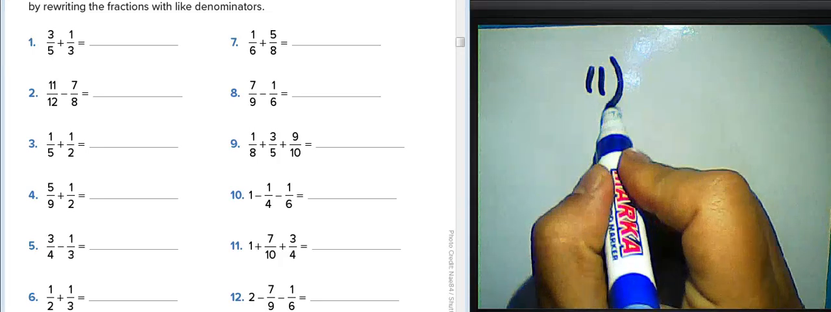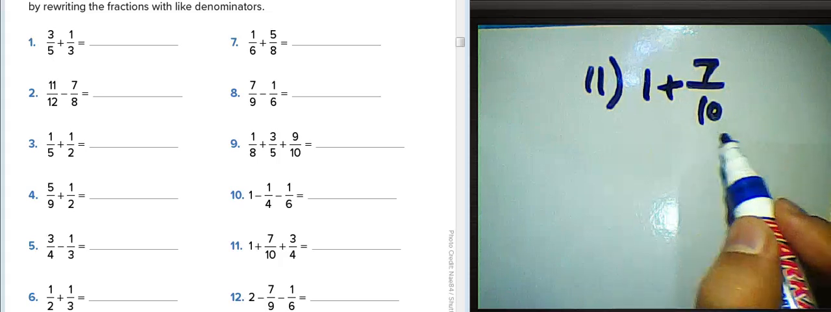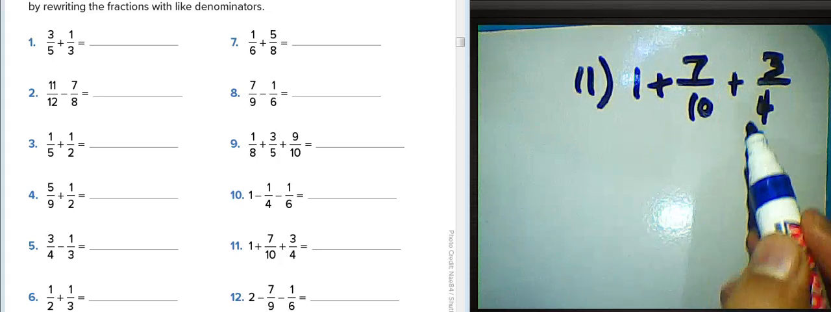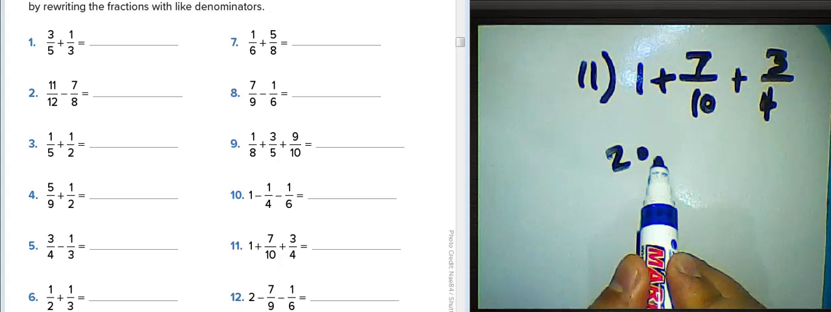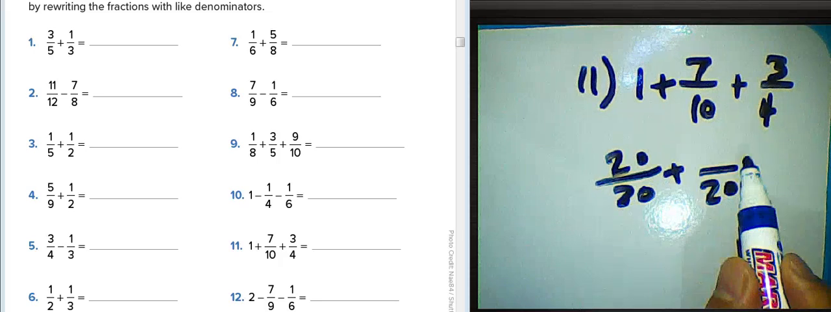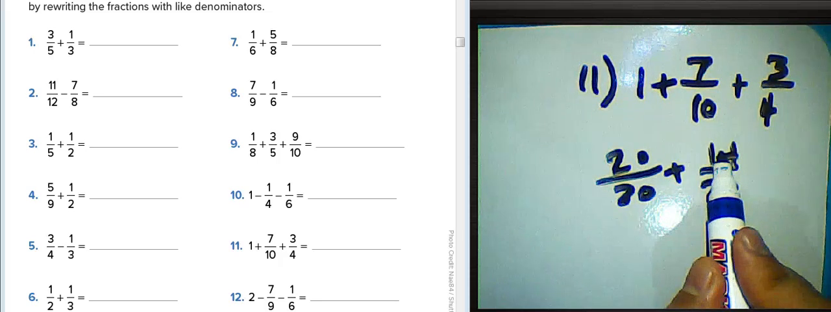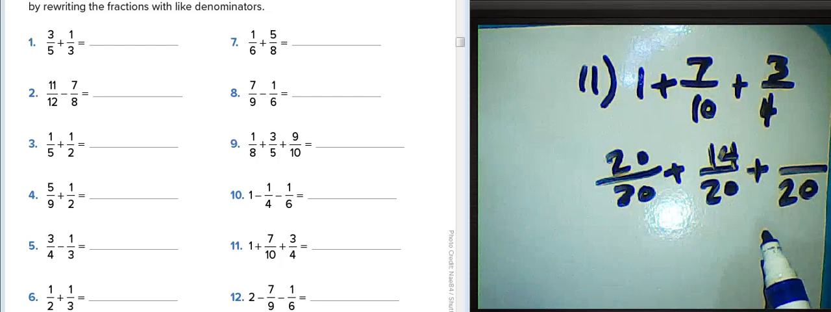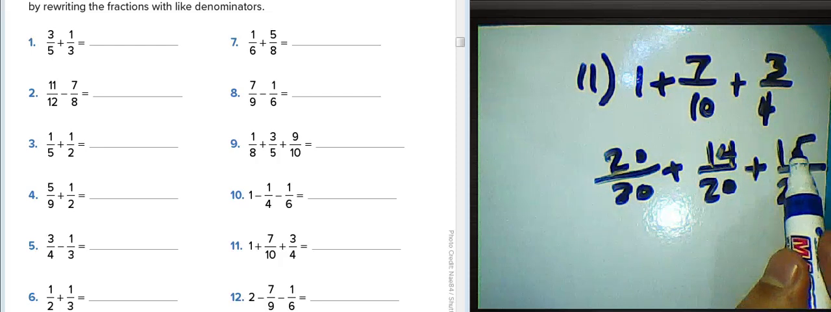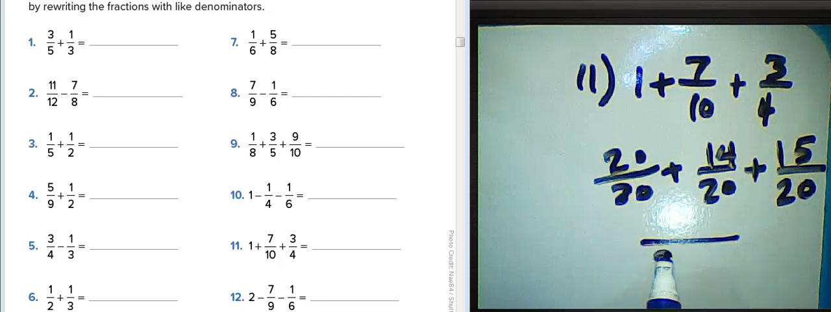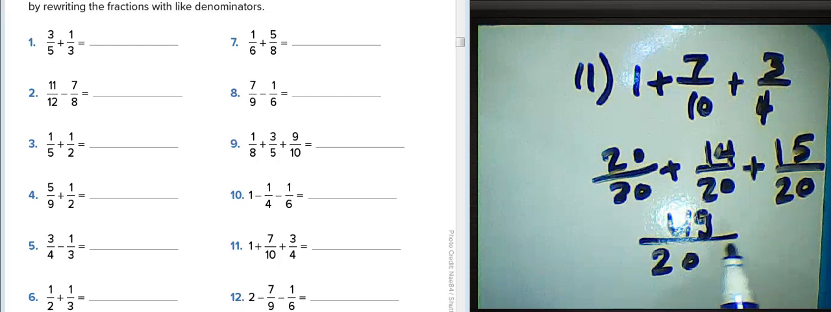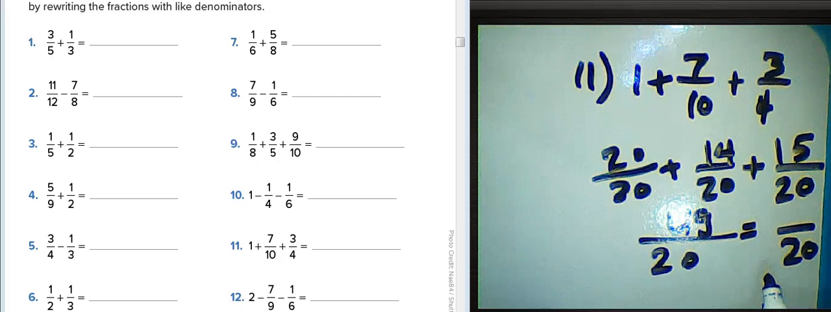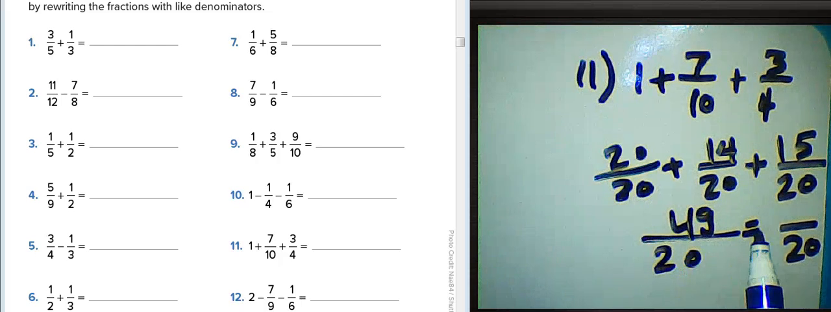Question number 11. 1 plus 7 over 10 plus 3 over 4. The least common multiple between 10 and 4 equals 20. So we must write 20 over 20 and write 20 here. 2 times 10 equals 20, 2 times 7 equals 14. And write 20 here. 4 times 5 equals 20, 3 times 5 equals 15. And then write 20 in the denominator. 5 plus 4 plus 0 equals 9. 1 plus 1 is 2, 2 plus 2 equals 4. And write 20 here. 49 over 20, write 2 here, 2 times 20 equals 40, and the remainder is 9.